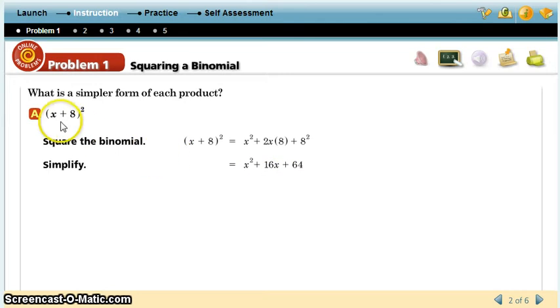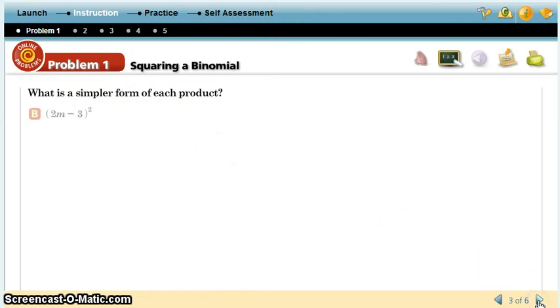Now in the last video we were writing this out. Since there's a 2 there, we would write out x plus 8 two times. So you would have parentheses x plus 8 and then parentheses x plus 8, and then you could use the FOIL method, which still works here. This is just a faster way to simplify. It's like a shortcut.